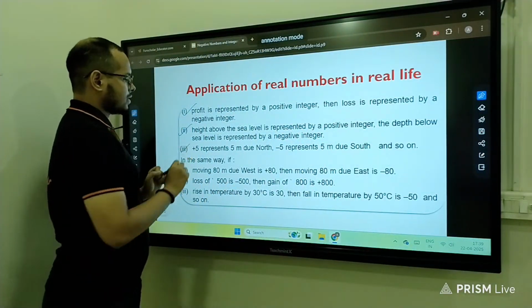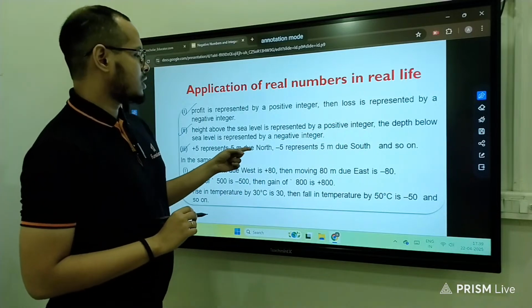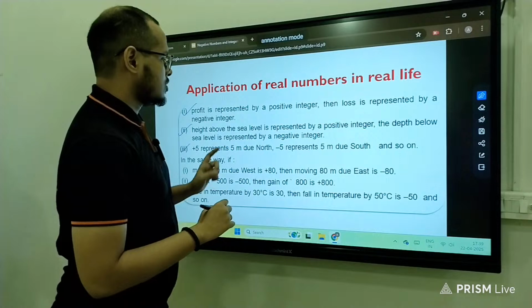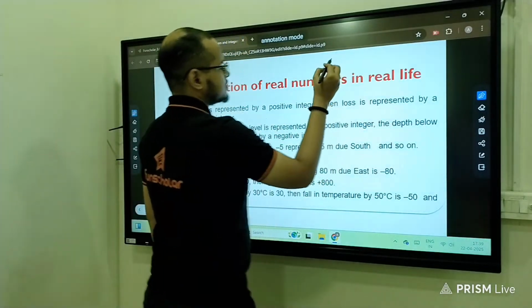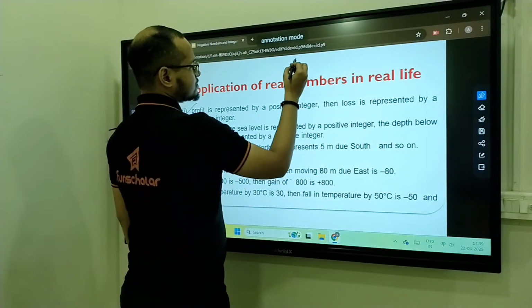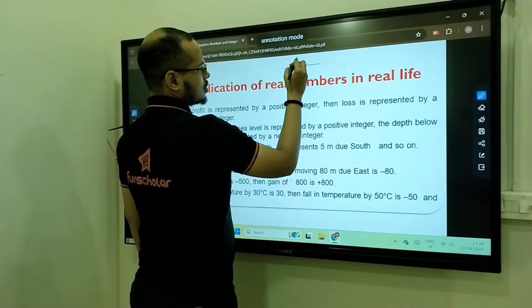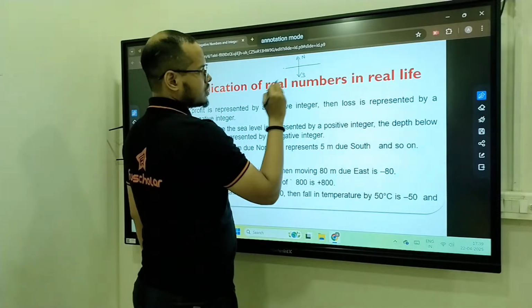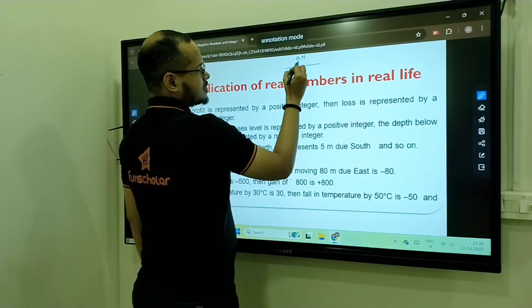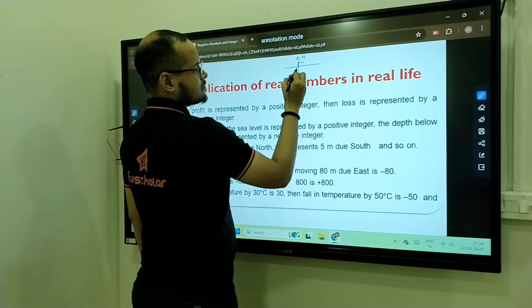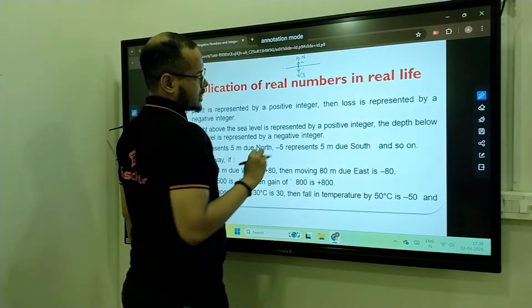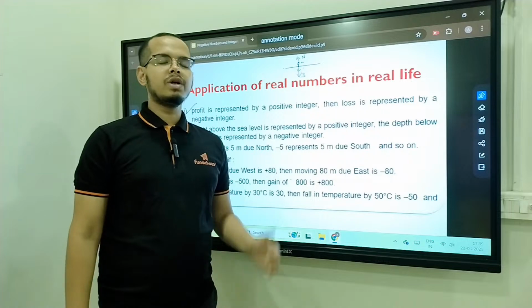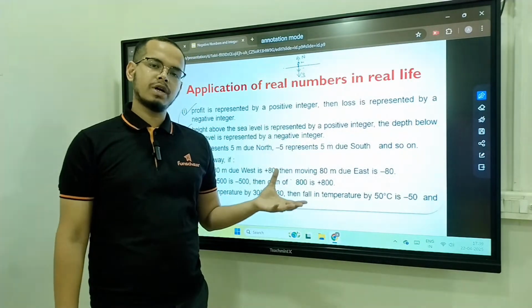Second, third one: +5 represents 5 meters due north and -5 represents 5 meters due south, and so on. So what is this? If I draw an arrow like this, this is north, this is south. If I go towards the north, that will give us positive. If I go towards the south, that will give a negative. This is used only for Cartesian planes. This is something that we'll be doing in the future when we are doing graphs and stuff.